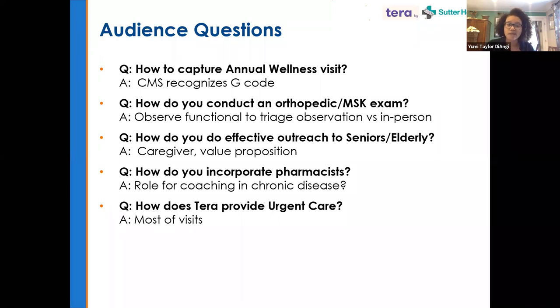And then how do you incorporate pharmacists? We don't currently in our model, except the system has pharmacists that are managing Coumadin, for example. And some of them will periodically do chart reviews for higher risk medications. But perhaps, as we get larger, there may be a role for coaching. And then do we provide urgent care? Yes, actually. Most of our patients with chronic disease are on autopilot, and then there are patients reaching out to us for urgent care needs. That's the way our model works.